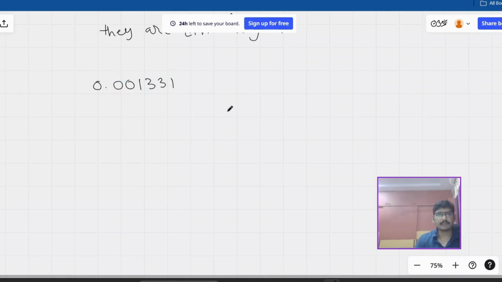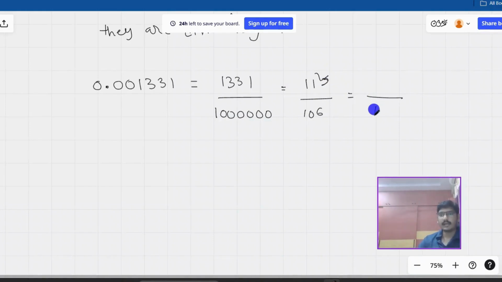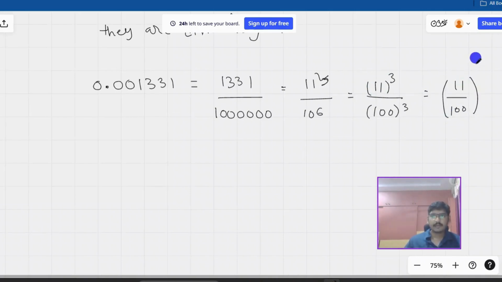For example, this is the sum given to me. Then we should make it a fraction first. That is 1331 by 100, next 00, next 00. It becomes 11 cube by 10 power 6, right? We can also write 10 power 6 as 100 whole cube. This is 11 whole cube. Since they are having a common power, we can take it as common.